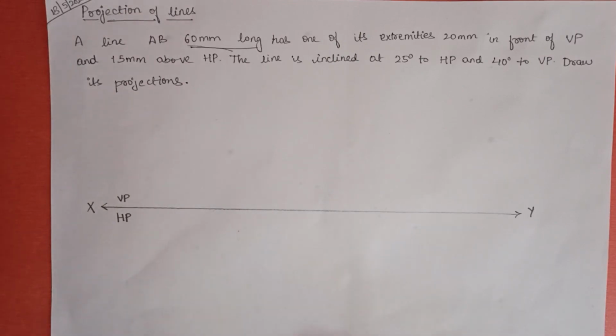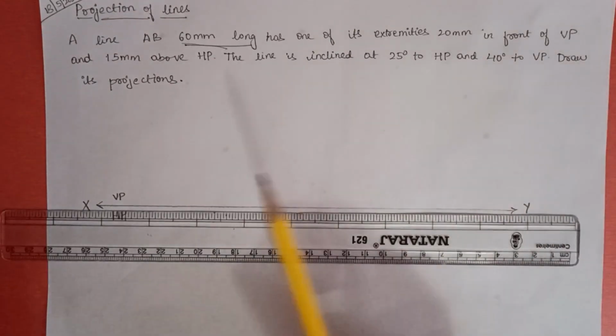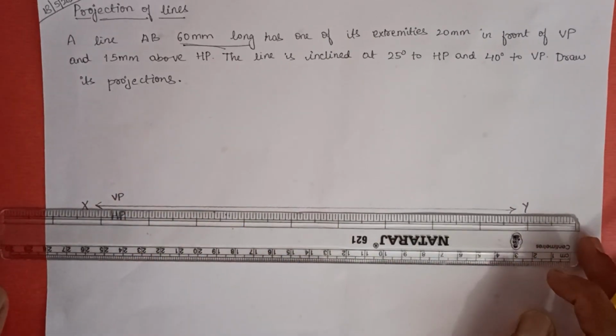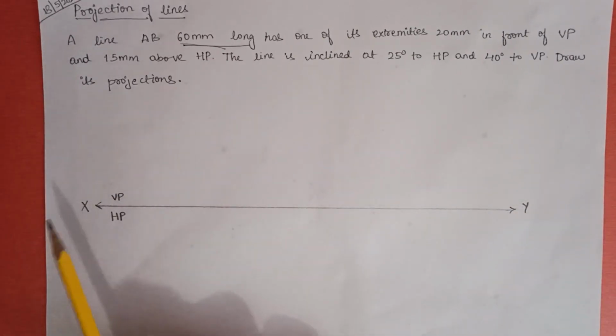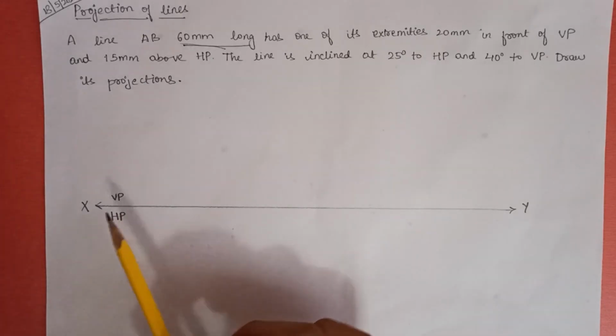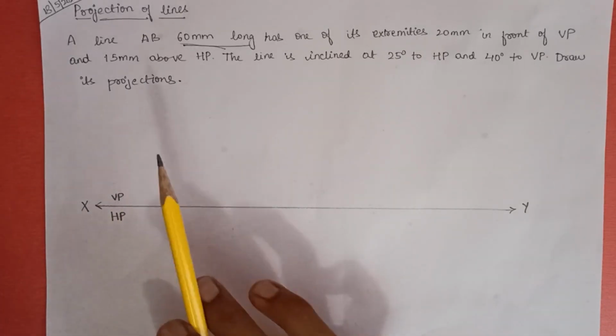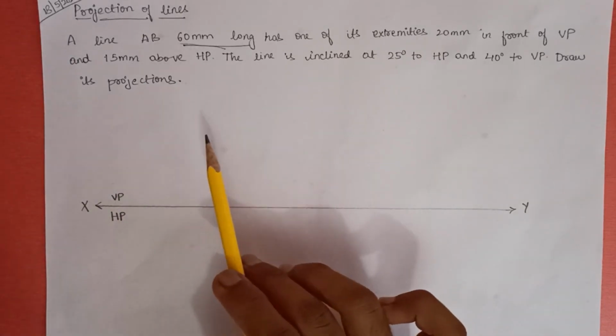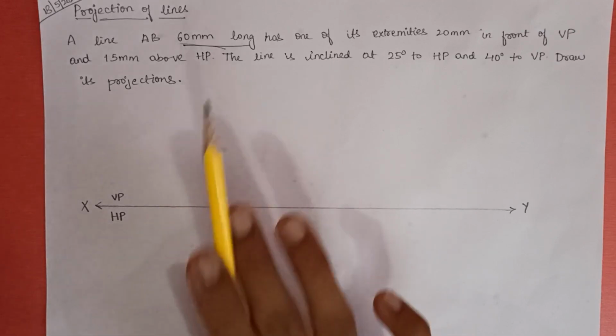Now before we get into the problem, there are some basic set of rules that you guys need to follow. The first thing is you have to draw the XY line. You take a scale and with your pencil you need to draw the XY line, and before moving any further you should label it X, Y. Portion above the XY line will be the vertical plane and below the XY line is horizontal plane.